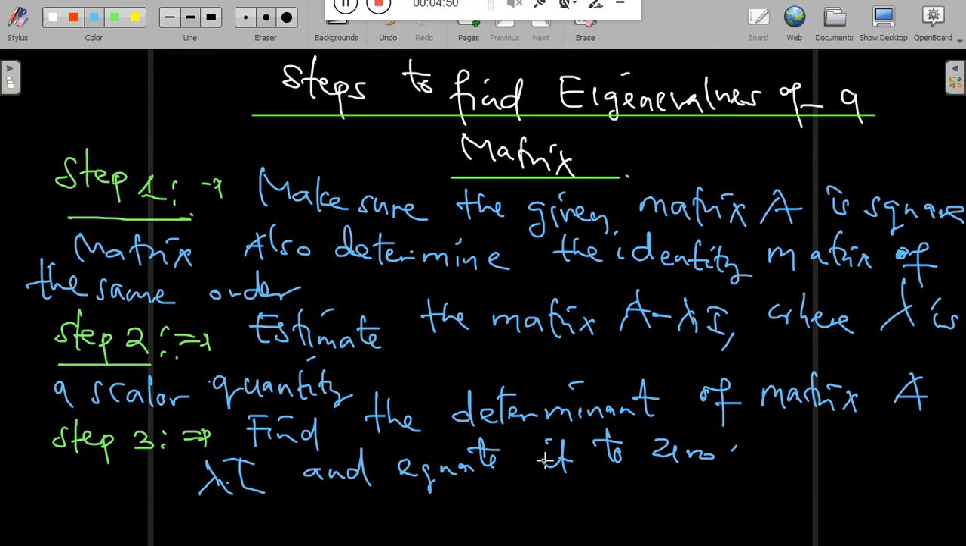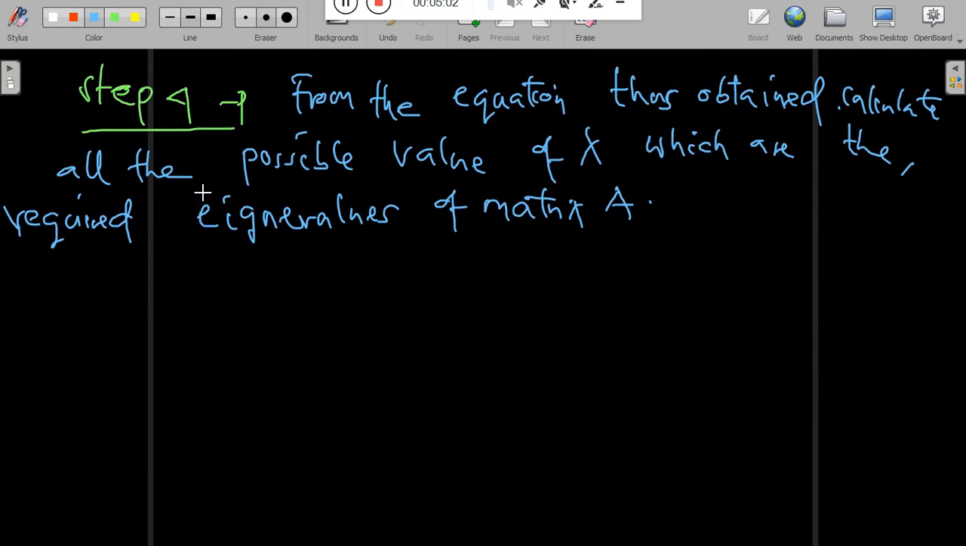Finally, from the equation that is obtained, we need to calculate all the possible values of lambda, which are the required eigenvalues of matrix A. Now, after understanding the steps, let's look at an example.